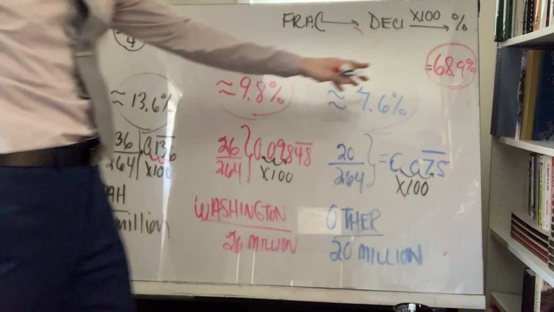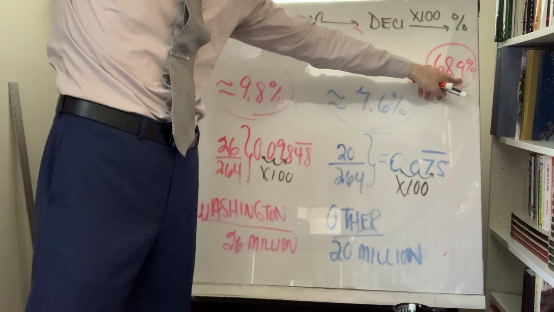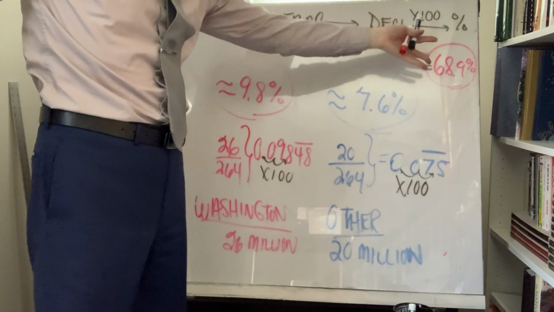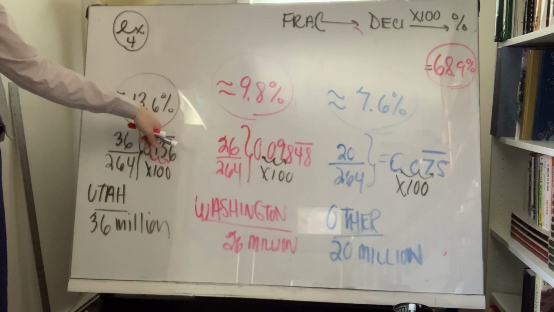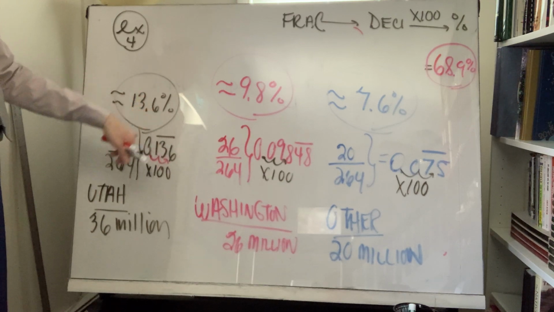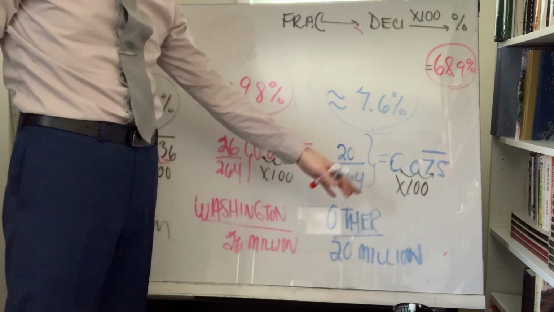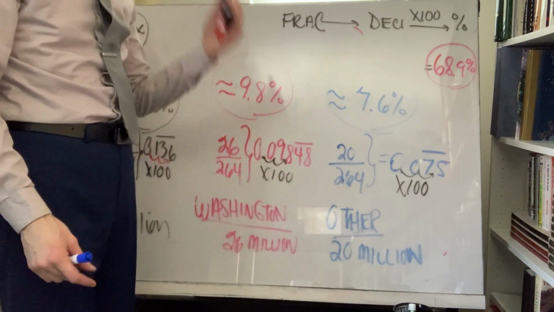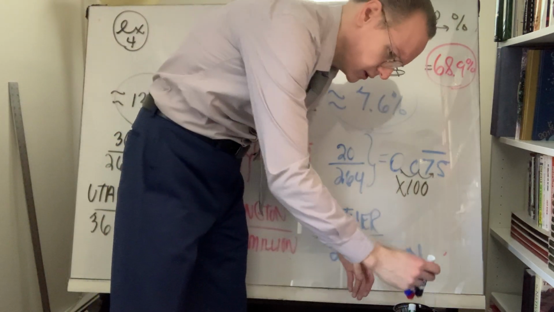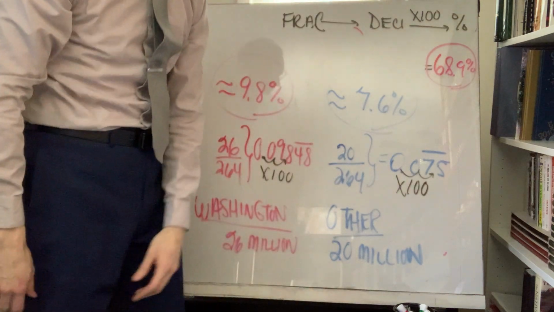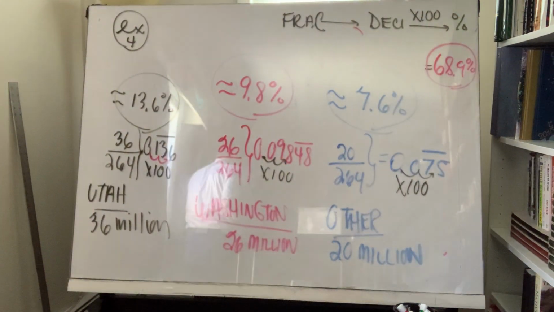All right, so 68.9% of cherries in United States production come from Michigan, apparently. I didn't know that. 13.6% come from Utah, 9.8% from Washington, and from a bunch of other states, not really specified, it'd be 7.6%. Perhaps Jersey even. I wouldn't be surprised. I don't know if they're primed to grow here, but perhaps they do.